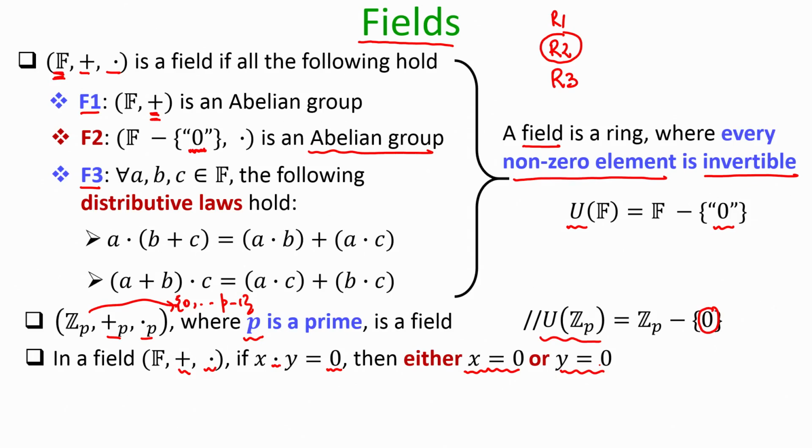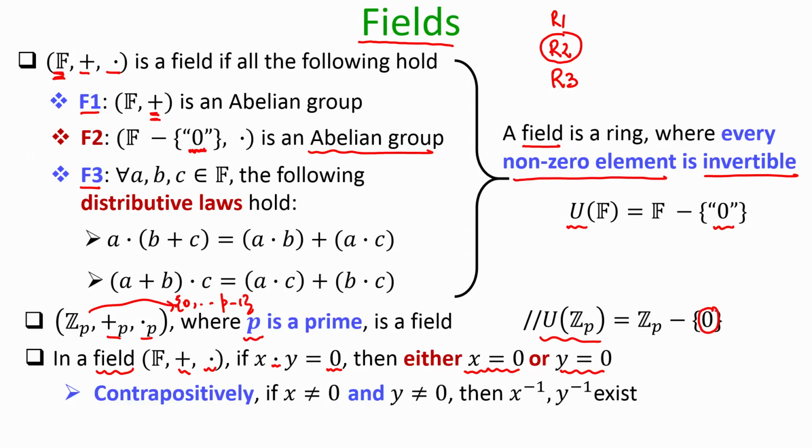That means, it will never happen that you take two non-zero elements, perform the dot operation, and get a 0 element. That will not happen in a field. I stress this is true for a field; you can verify this need not be the case for a ring. Okay. So, how do we prove this? This is an if-then statement, your if condition is this and this is your then part.